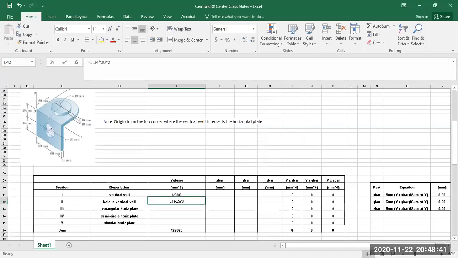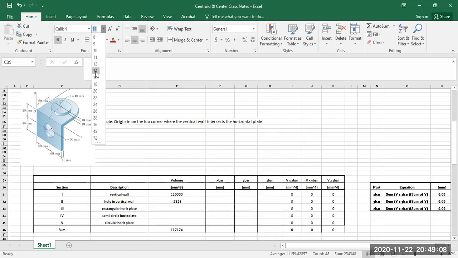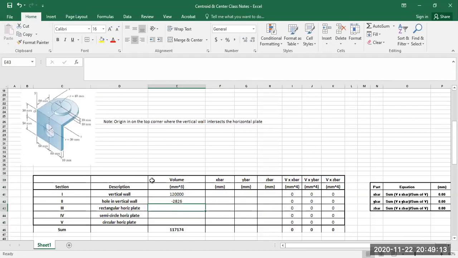However, the hole in this case is really a subtraction of volume, so you have to make sure you put a negative in front. The volumes for all the other pieces are going to be positive, but the volume for this hole is going to be negative. Would you like this in a larger font so you could see it better? Yeah, that's better.